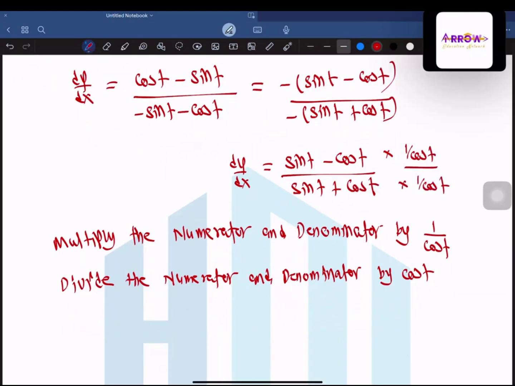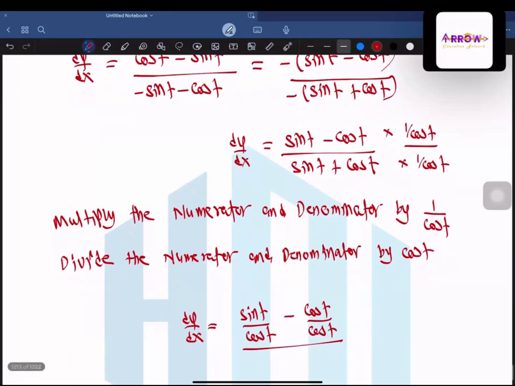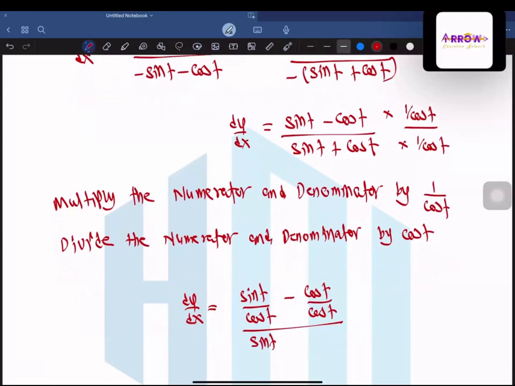So the effect of this will be dy over dx is equal to sine t over cos t minus cos t over cos t, and this is divided by sine t over cos t plus cos t over cos t.